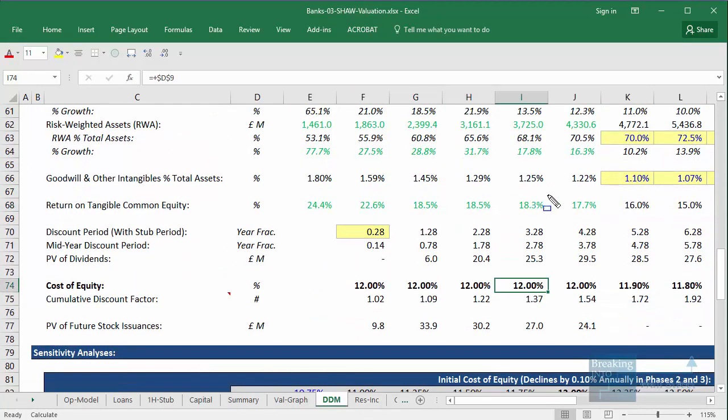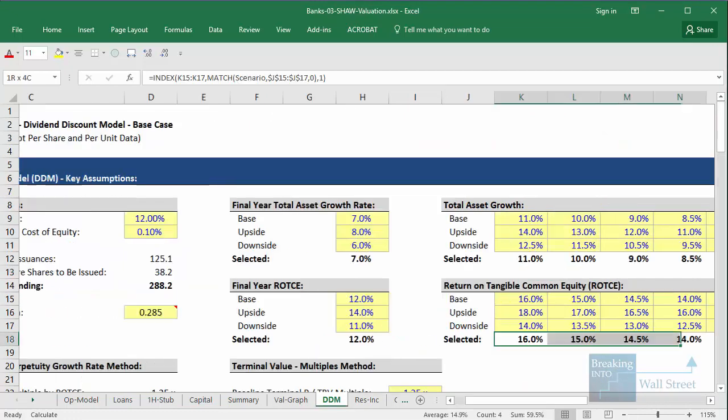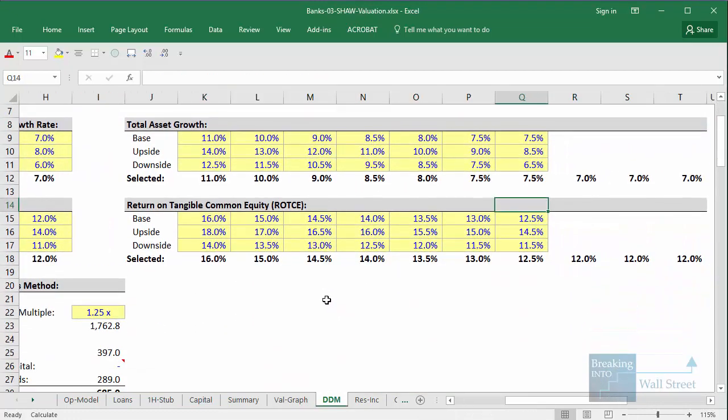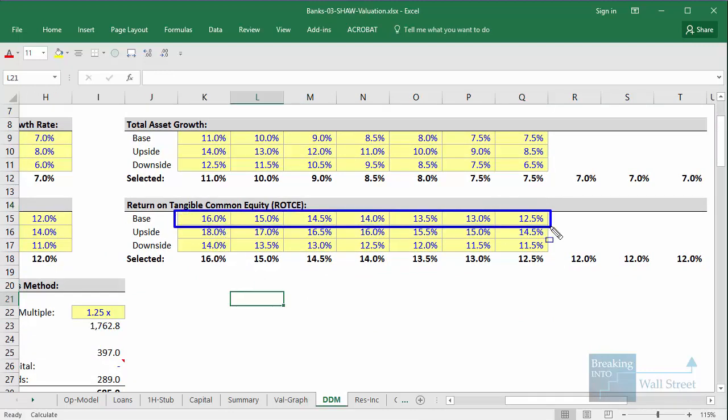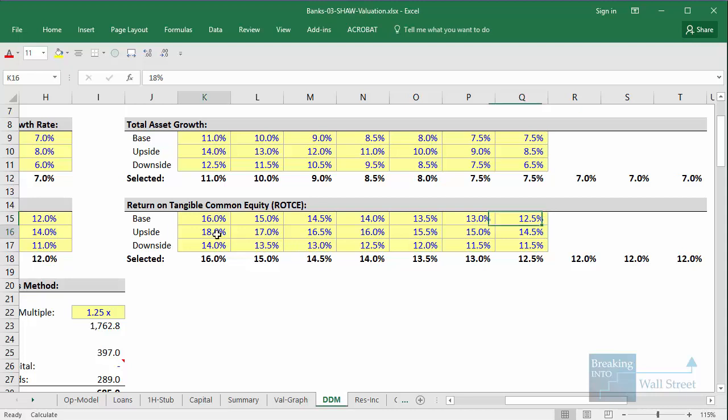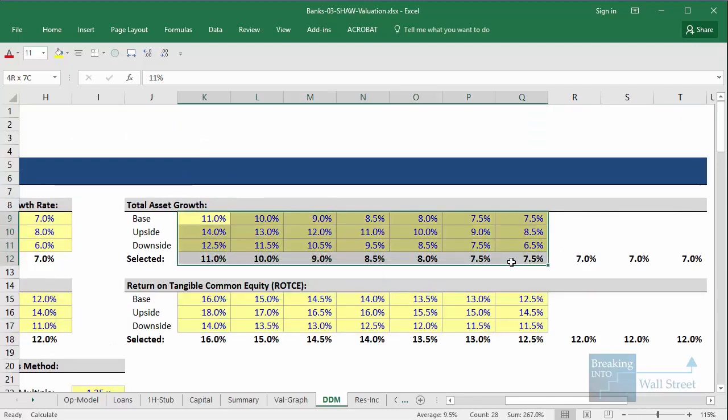I have the base case open here. So the base case, the company ends up with a return on tangible common equity of around 17 or 18%. And then we go up and we just gradually make these decrease over time. So in the base case, it goes down from 16% to 12.5% over the span of about 7 years. Actually, more than that, because we're looking at 7 years beyond the end of our projection period. And eventually, we end up at this 12.5% number. The upside case goes to a number that's a little bit above that, and then the downside case is slightly below that in the end, and the same goes for total asset growth.